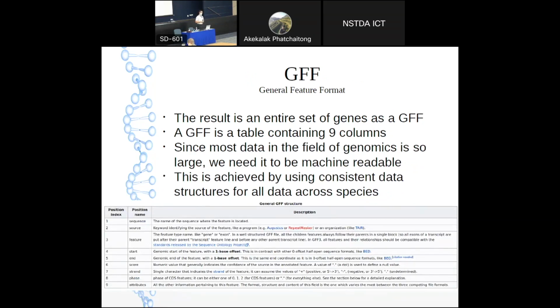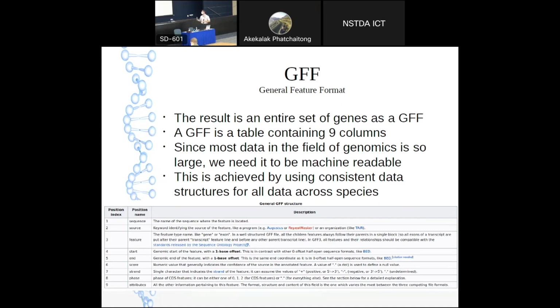All of the data that comes out of the field of genomics is so large that the only way to actually look at it is through some kind of program. Because of this, we need the output data to be machine readable. And the best way to do this is to have consistent data structures across different species. So every genome annotation file that you download will be in this GFF format.